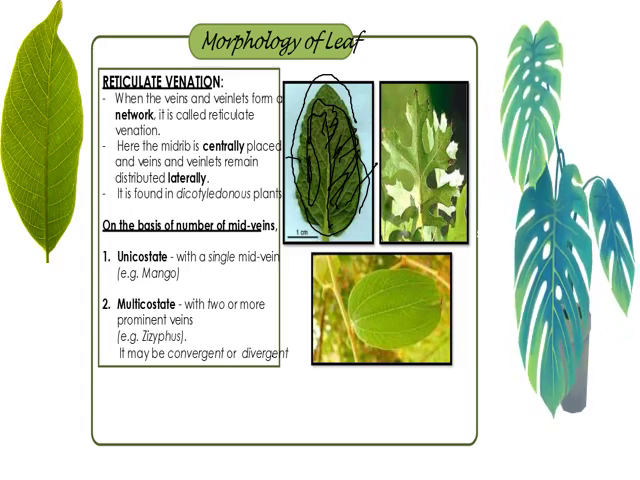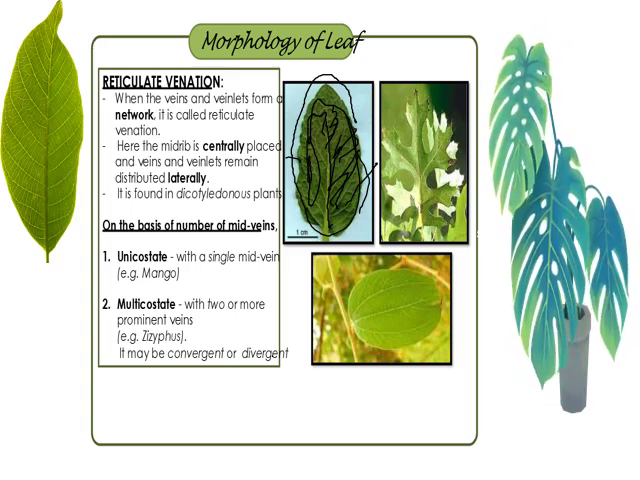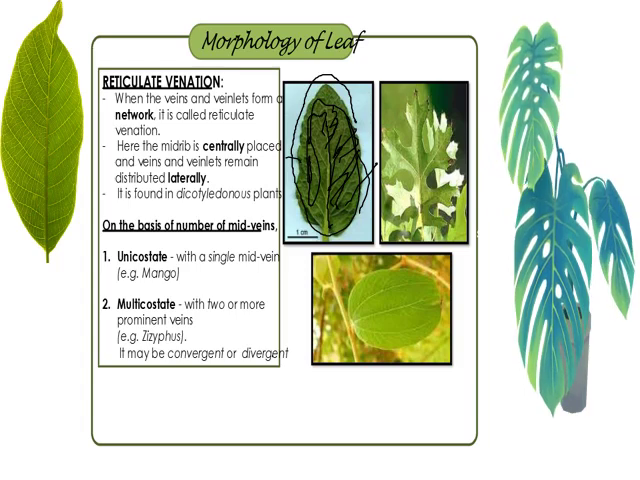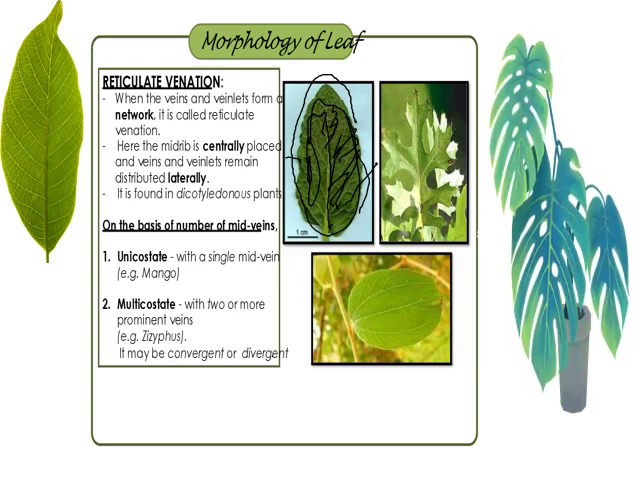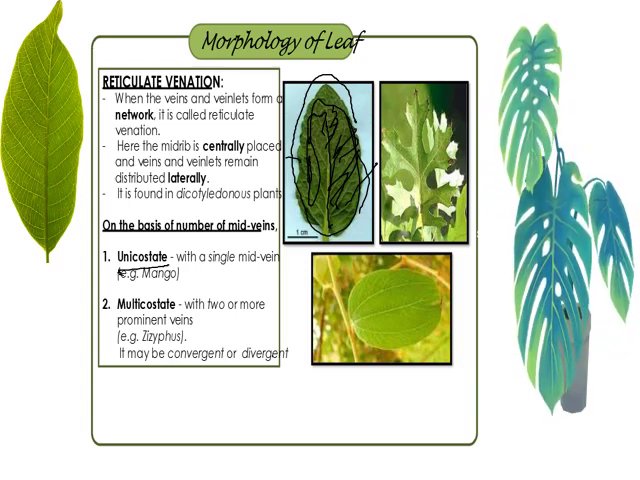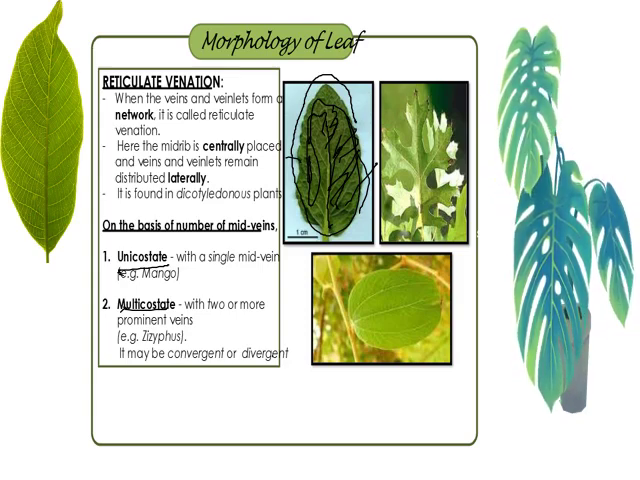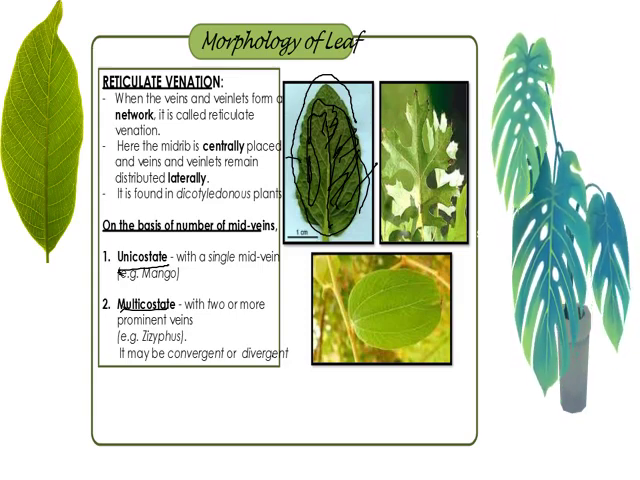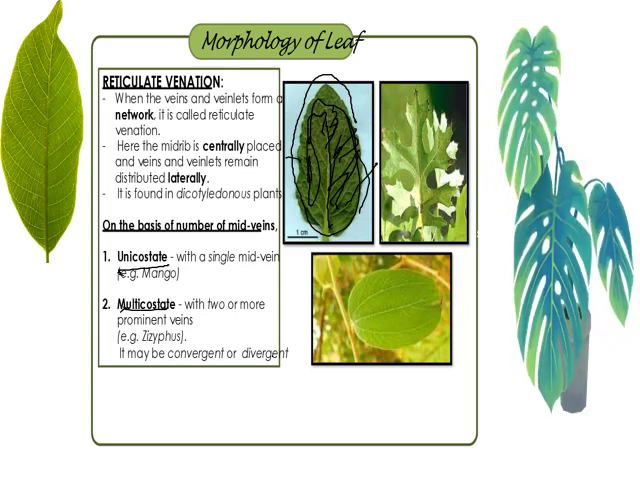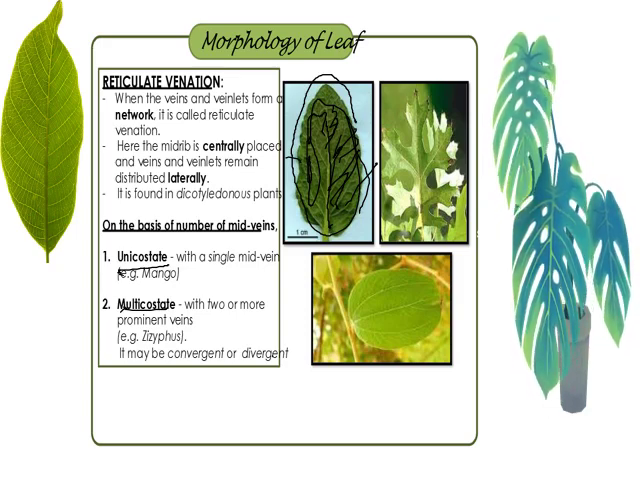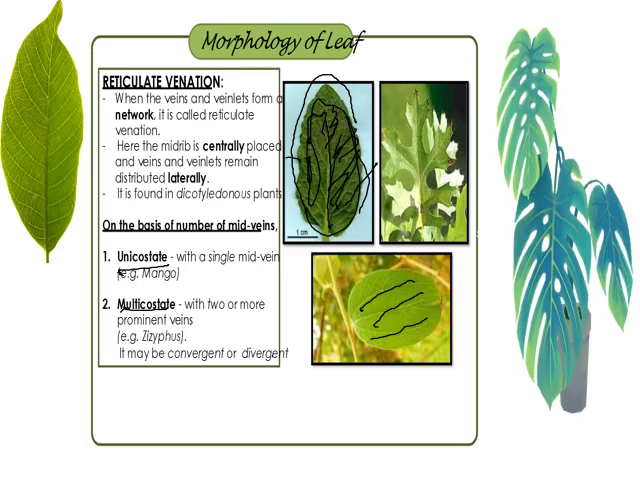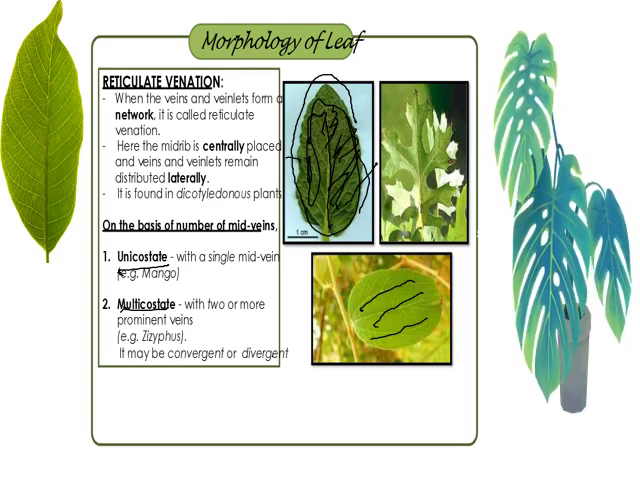On the basis of midveins, we classify plants into two forms, one is unicostate and the other one is multicostate. Unicostate has a single midrib, for example in the case of mango, and multicostate has two or more prominent veins. Here we have different veins in Ziziphus. So it may be convergent or may be divergent.